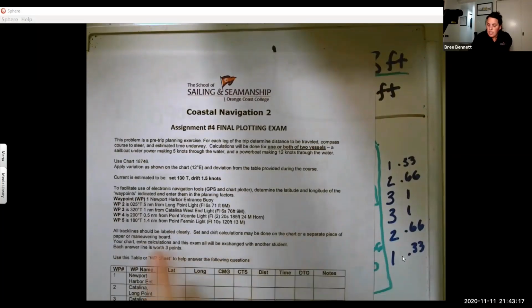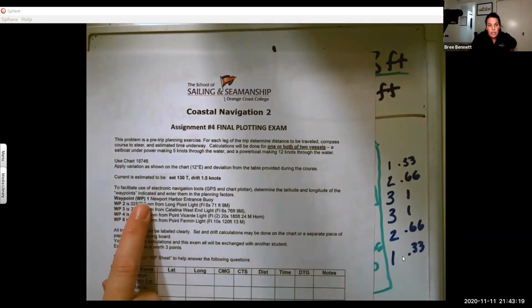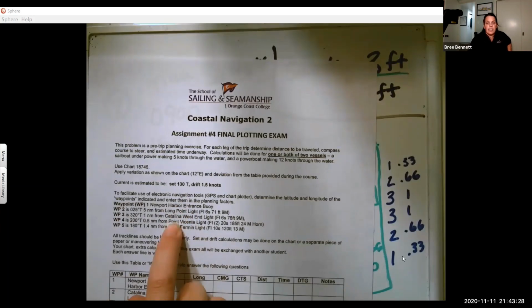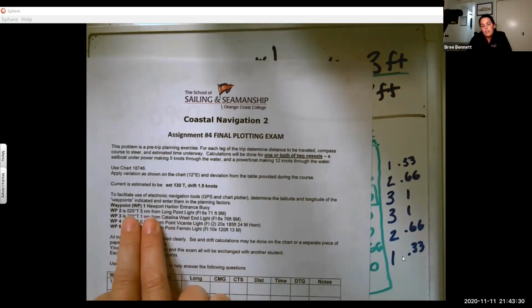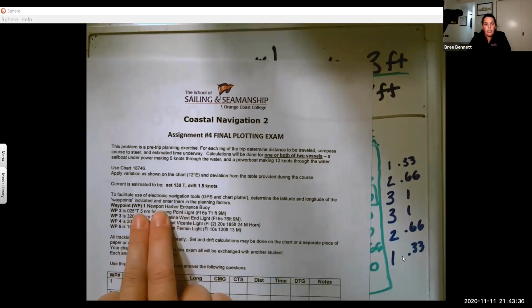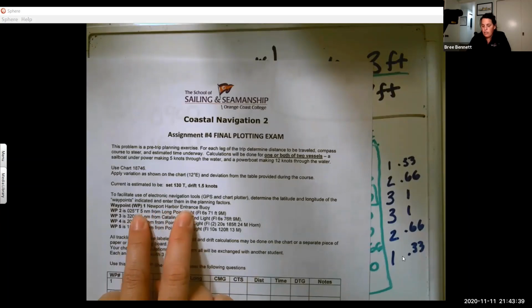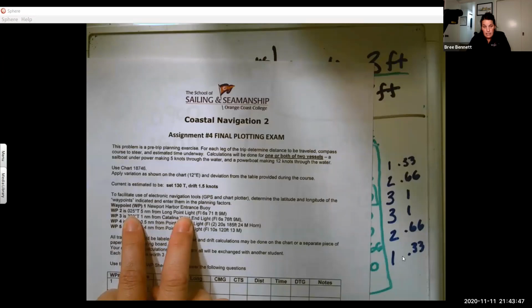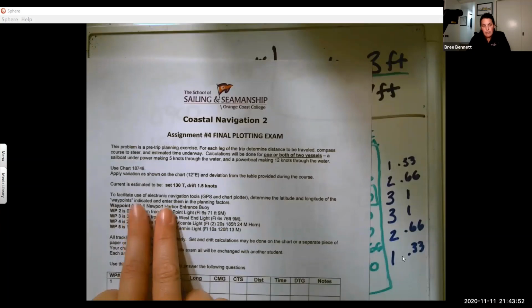So for our final plot, it gives you waypoint 1, 2, 3, 4, and 5. Plot each of these waypoints, which are given to you with a bearing and a range from a point. Waypoint 1 is the Newport Harbor entrance buoy. Waypoint 2 is going to be half a mile bearing 025 from Long Point Light. So we have our 5 waypoints.